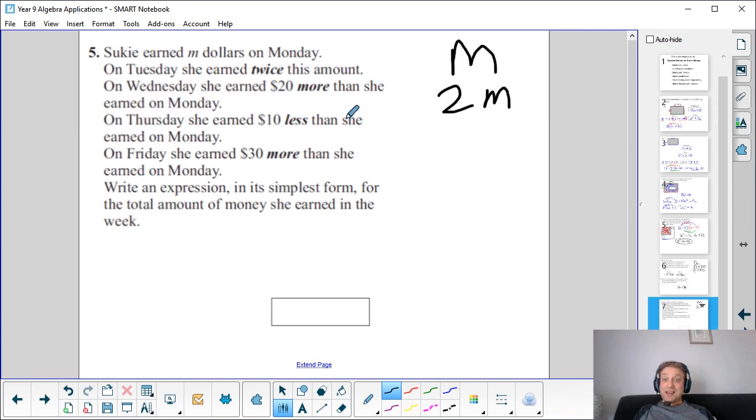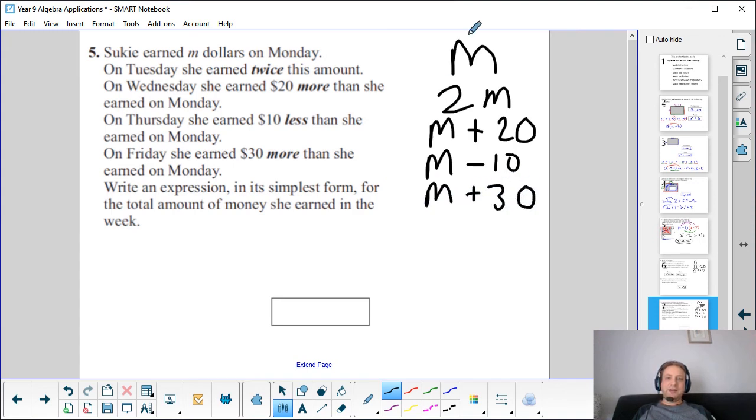All right, on Wednesday, she got $20 more than Monday. So in this case, we're not timesing by 20 or anything, right? It's just M dollars, what she got on Monday, plus 20 more. On Thursday, she earned $10 less than she earned on Monday. So it's M, take away 10. And then Friday is another one with some more dollars. So we start with M, and then we add 30. Right, so we've written expressions for each one.